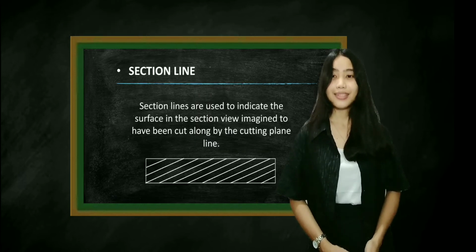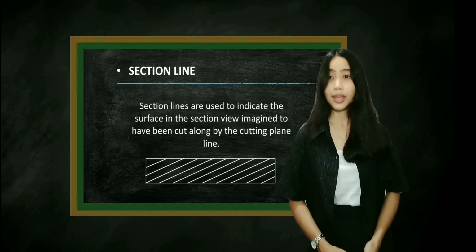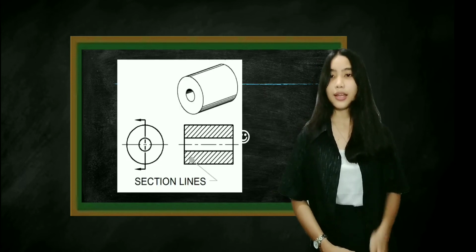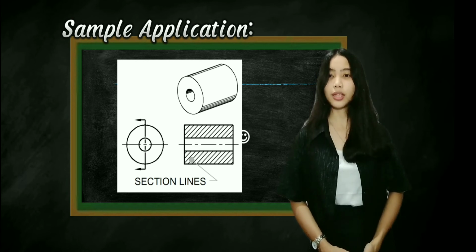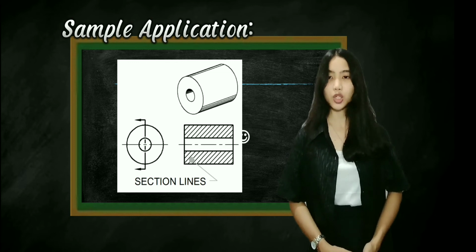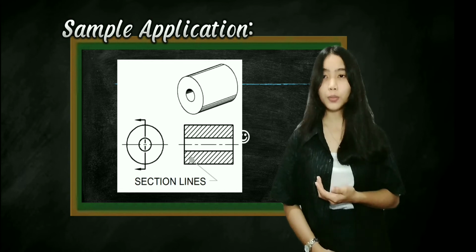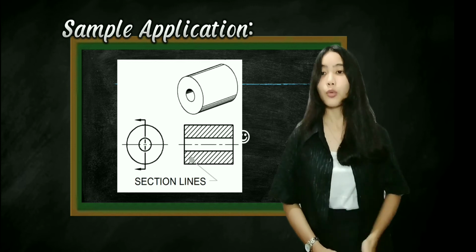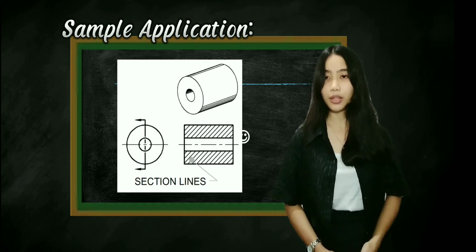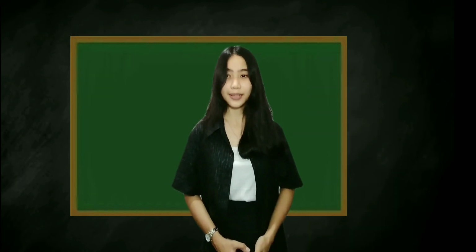Number 11, section line. Section lines are used to indicate the surface in the section view imagined to have been cut along by the cutting plane line. Here is a sample application of a section line. The line type is usually continuous and the line weight is thin, measuring 0.3 mm. And as you can see, section lines are grouped in parallel line patterns and usually drawn at a 45-degree angle, which indicate the material that has been cut through in a sectional view. And that would be all for the types of line.